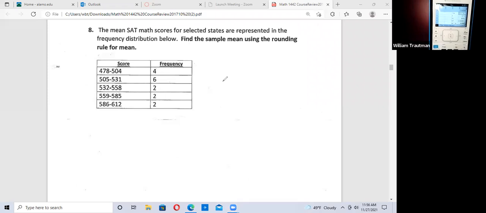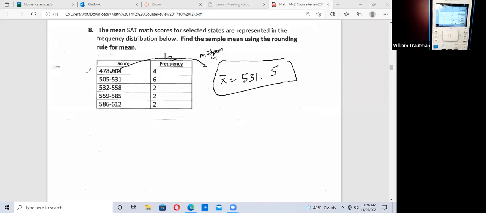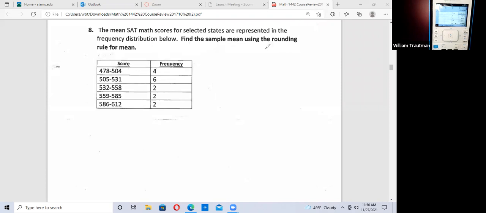So for this average, 531.5. Once again, frequency list is L2. Midpoints that we find were L1. Now we put all the midpoints here, add these two up and divide by 2. All right, let's try question 9.